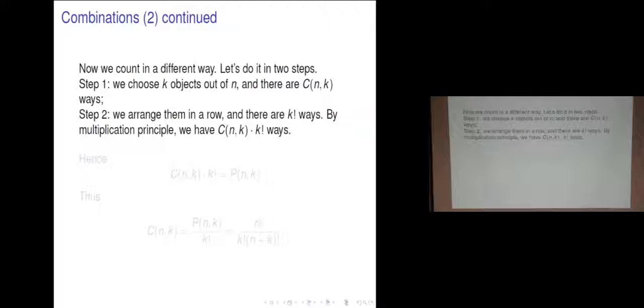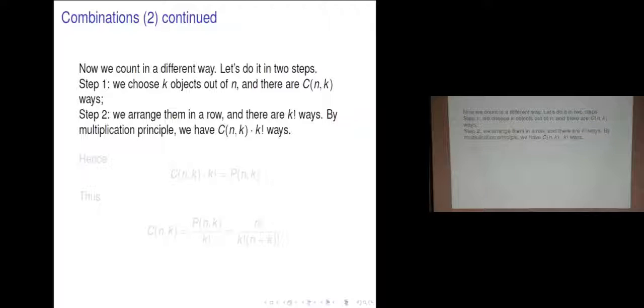This number is, by definition, C of n, k. After we fix the k elements, we arrange them in a row. So step 2, we arrange them in a row, so there are k factorial many ways. Again, this we know. So now, by the multiplication principle, the total number is this number multiplied by the step 2 number. This is the number of ways, counting the arrangements on the row using method 2.